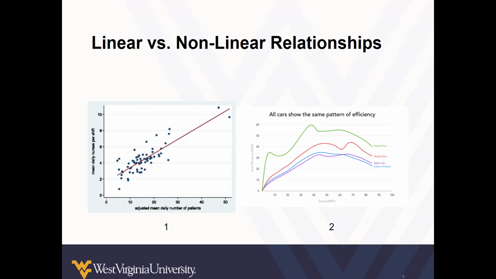And it would be difficult to express this relationship accurately with a straight line, especially when we look at the Toyota Prius and the Honda Civic. Those are very, very non-linear. And if we tried to approximate it with a linear relationship, it probably wouldn't fit very well.